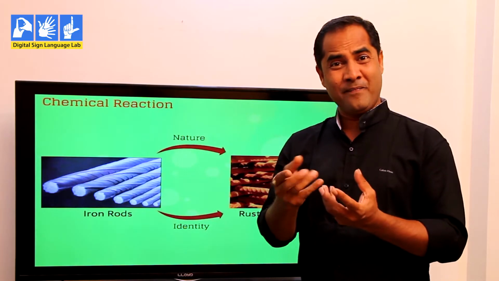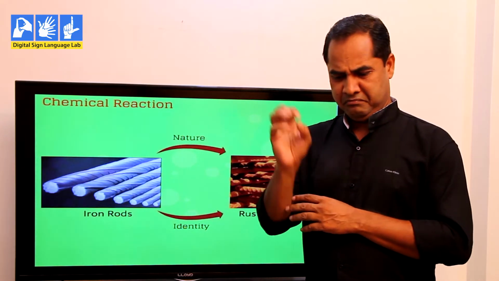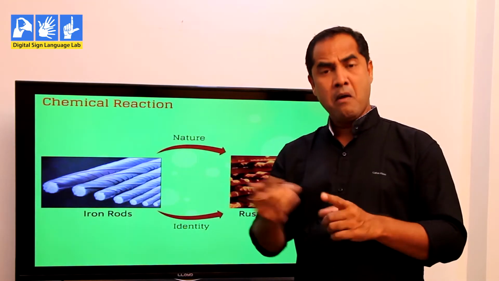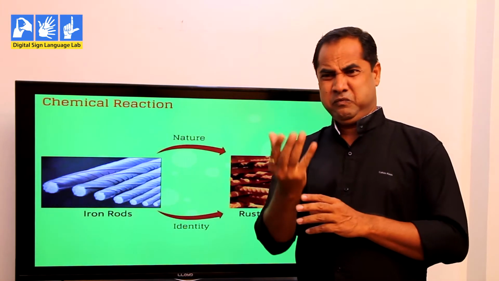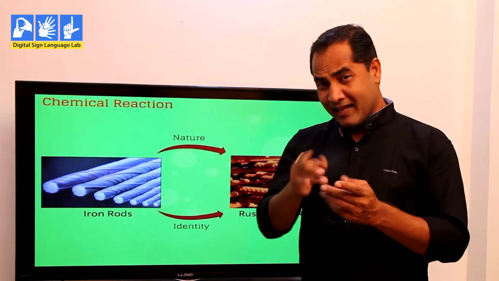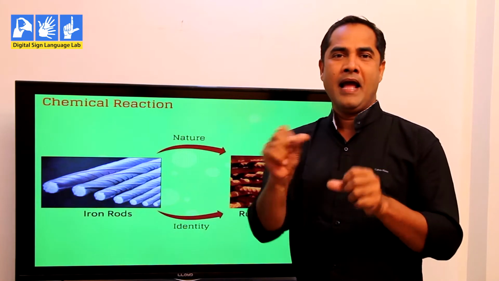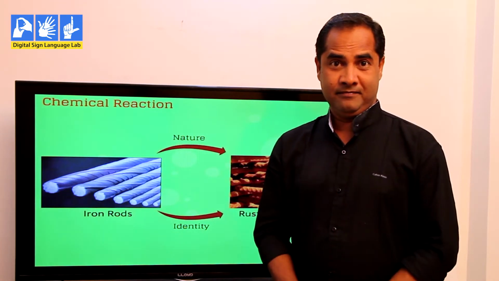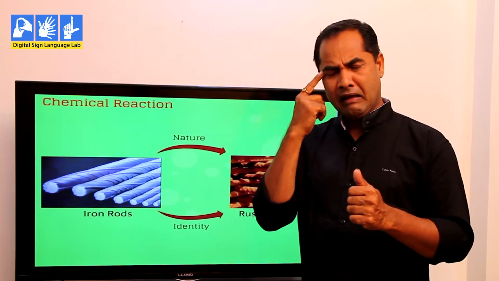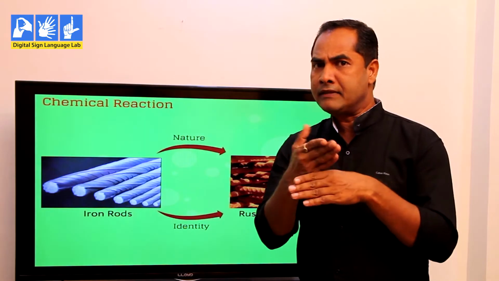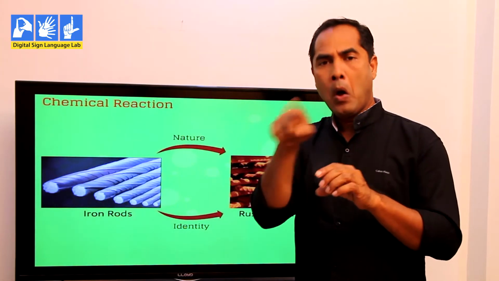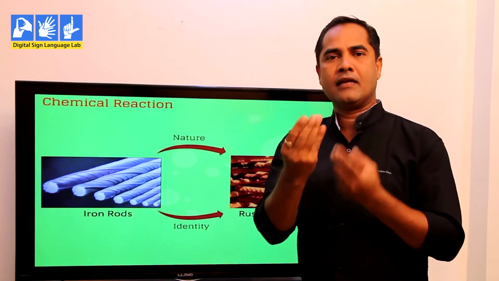Another example is coal. What happens when you burn coal? That's also a chemical reaction. In that reaction, a new gas called carbon dioxide comes out. Now you have seen the two examples, but I think I'll show you three more activities so that you know what happens in a chemical reaction.